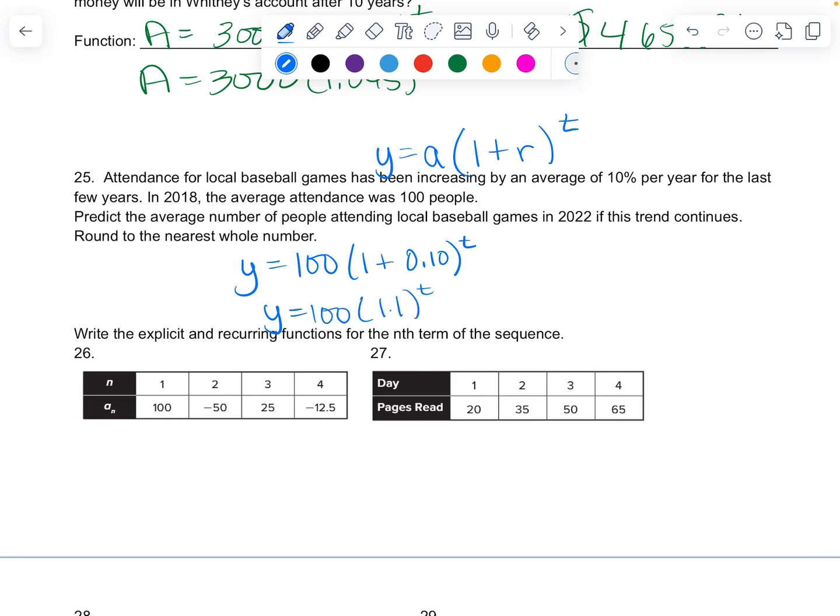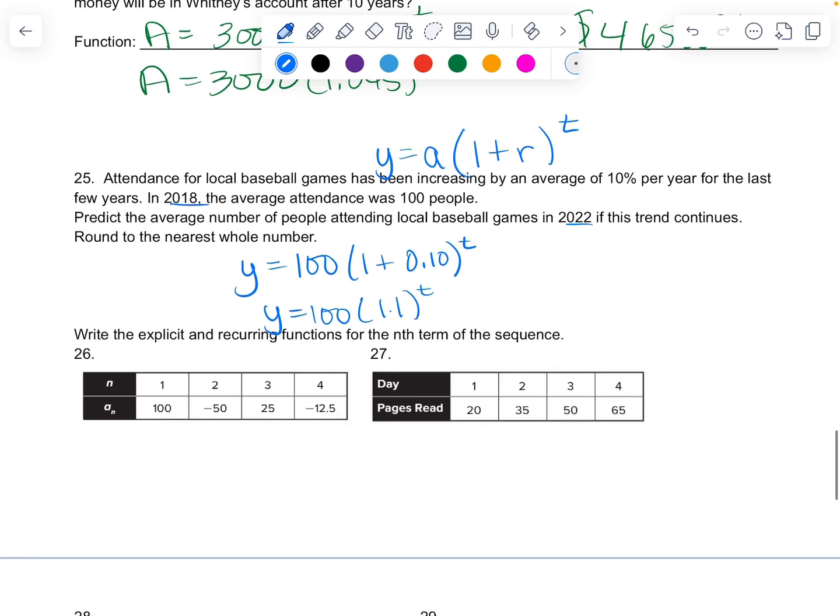Now we're going from 2018 to 2022. That means my t value is going to be 4 years. So if I plug that into my calculator, so 100 times 1.1 raised to the 4th power, it comes up with 461.41. Well, guys, we can't have partial people. So it's only going to be 146 people.